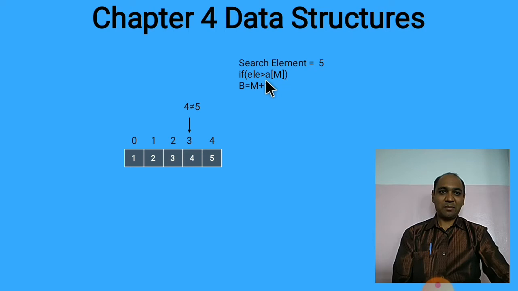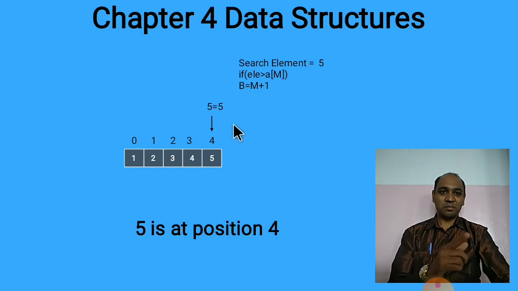If element is greater than a of mid, so search element is what, 5. So here a of mid is consisting of what, 4. Element is 5, 5 is greater than a of mid. Now it is 4, so 5 is greater than 4, hence the condition is true. Beginning is equal to mid plus 1. So again it is going to move on to the right hand side. Here you can see it moves to the next position, and now at position 4, 5 is equal to 5, hence 5 is situated at position 4.